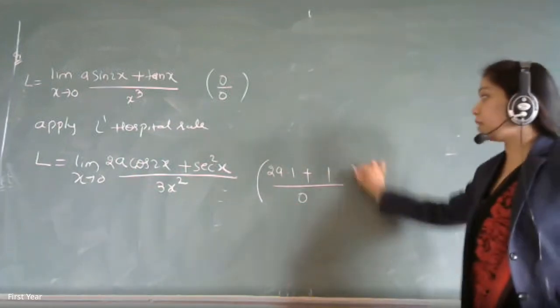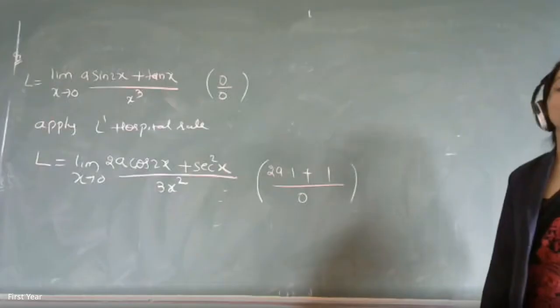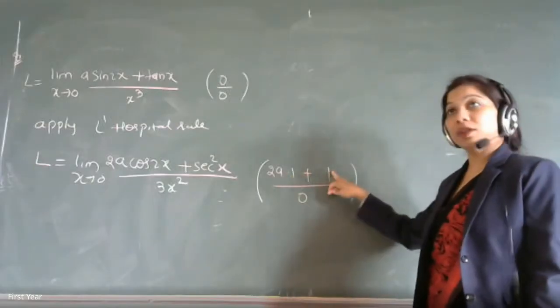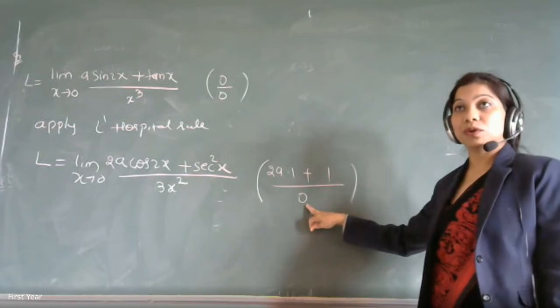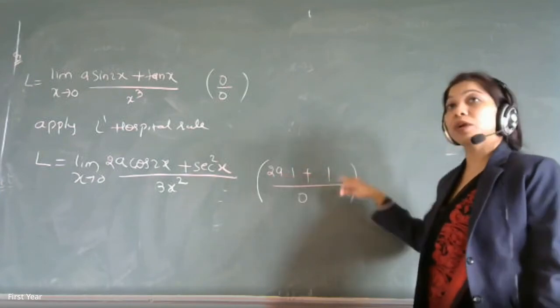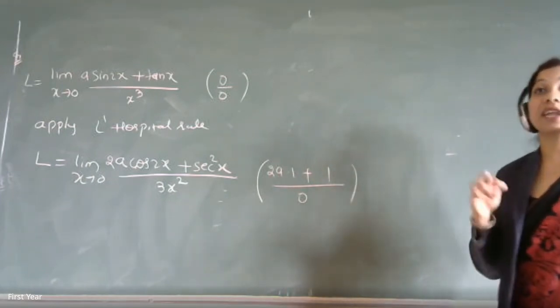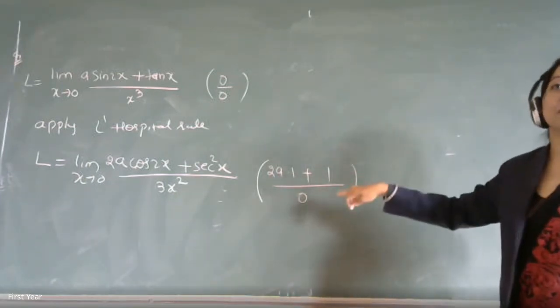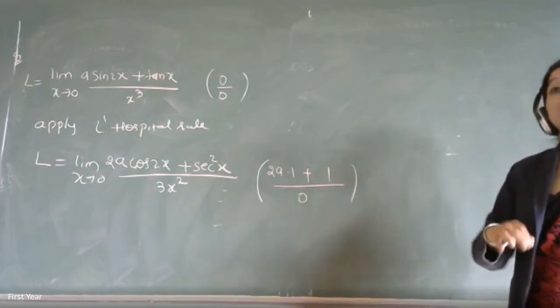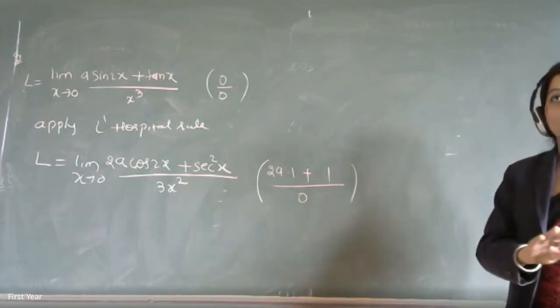Is it okay? Please listen now. This is the only step which you should understand. But it is finite, ma'am. Absolutely right. So this is 2A plus 1 divided by 0. But if this 2A plus 1 was finite, then a finite number by 0 answer will be infinity. But they have said that the limit is finite. So I should not stop there. I have to go ahead and apply L'Hospital again.